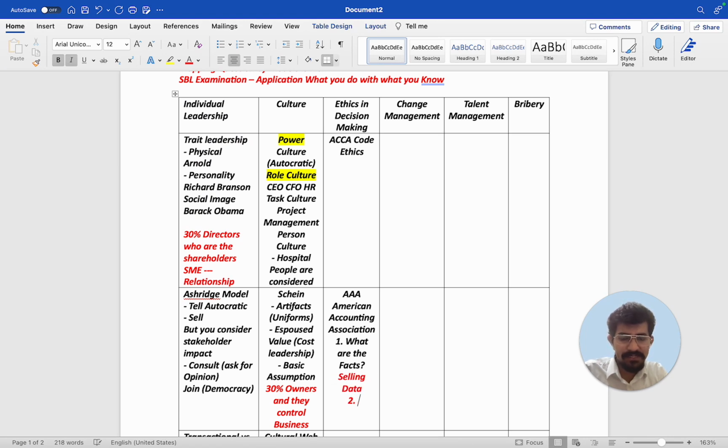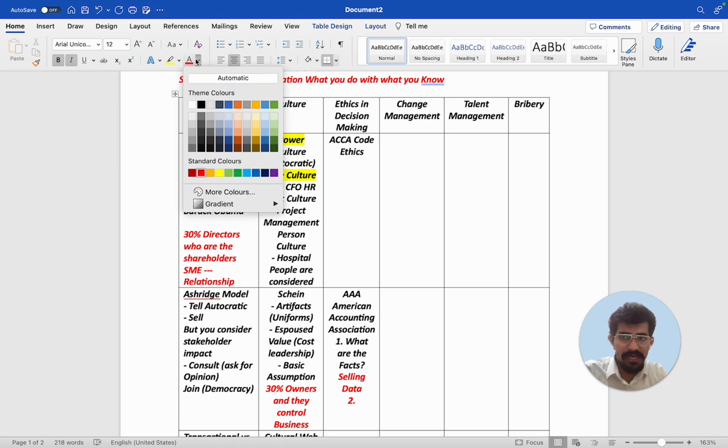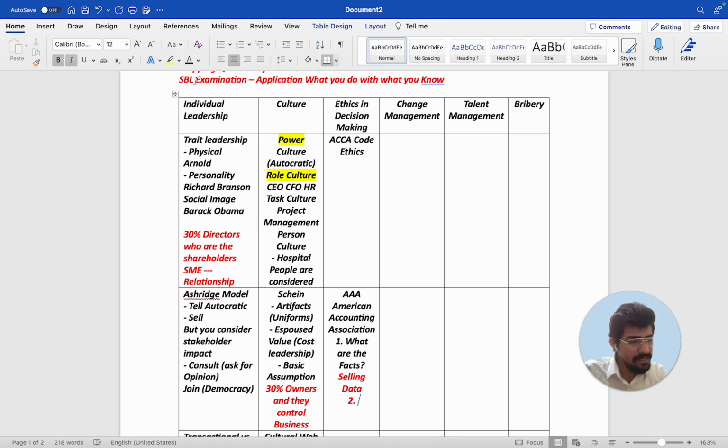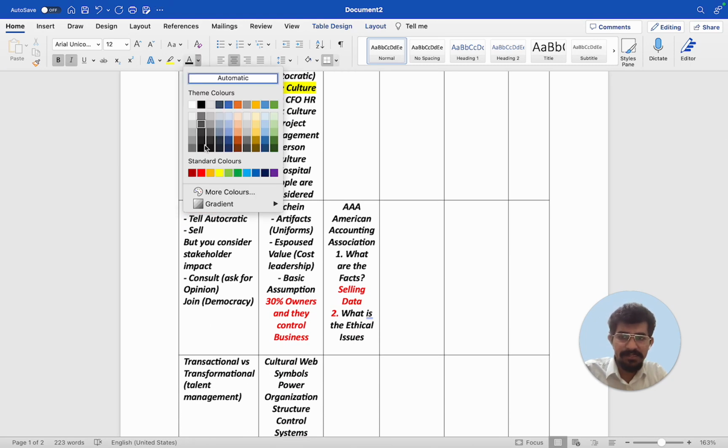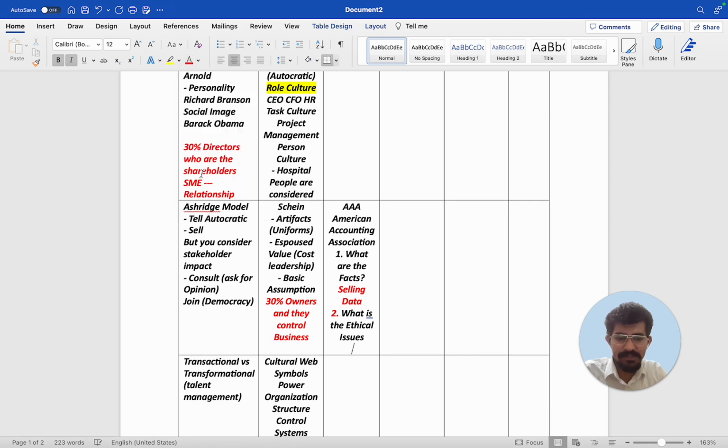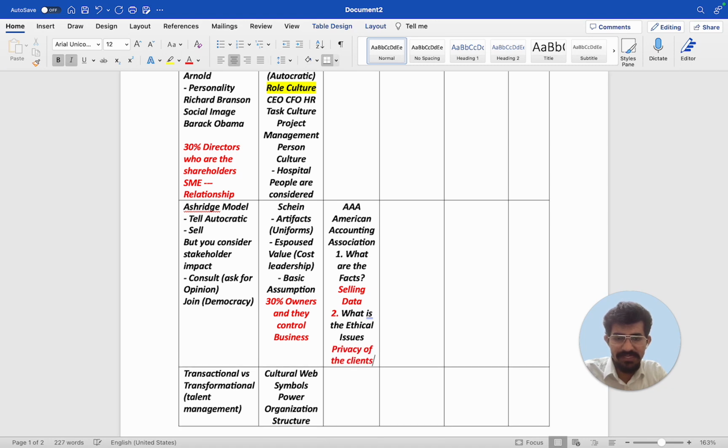Then the second question that a person needs to ask very transparently is: what is the ethical issue? Selling data is the proposal. In that, what is the ethical issue? You know the answer, students. The answer is privacy of the clients. Correct, no, students? Privacy of the clients.